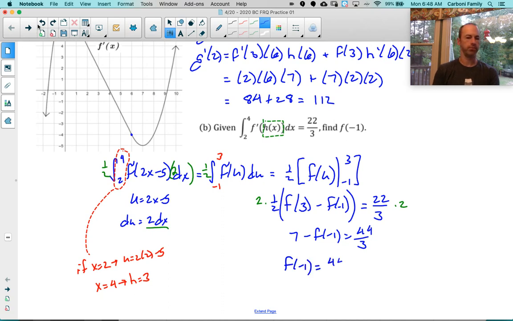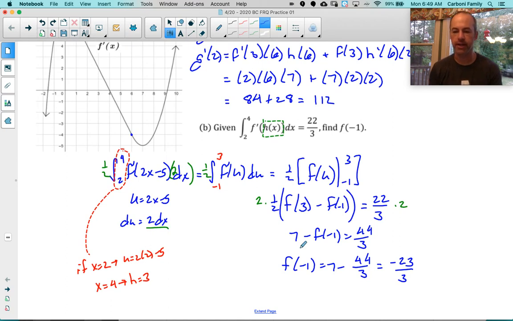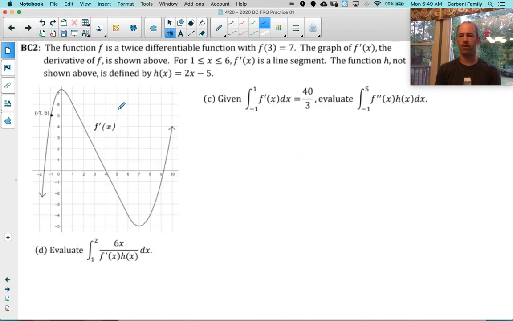No, it wouldn't. It would be 7 minus 44/3, which I typically don't clean up. But 21/3 minus 44/3 would be -23/3. And again, on the AP exam, please do not go through those extra arithmetic steps, cleaning up, simplifying stuff. Turns out that knowing the value of f of -1 will help you in another part of this question, maybe part C. Yeah, I think it is.